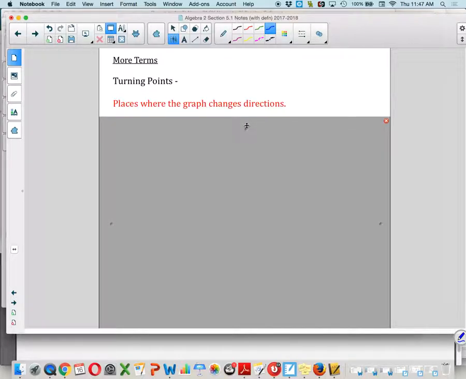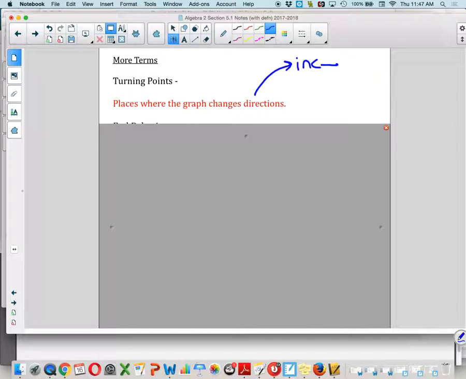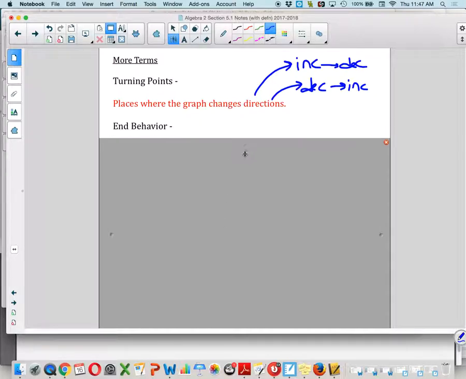A turning point is a place where the graph changes directions. Specifically, and I'd like you to add this to your notes for me, it's where the graph changes from increasing to decreasing, from going up to going down, or it might be where it changes from decreasing to increasing. A turning point is like a maximum, a small maximum, or a small minimum. And the truth is that you have turning points in quadratics, for example. We just haven't called that a turning point. We've called that a vertex.